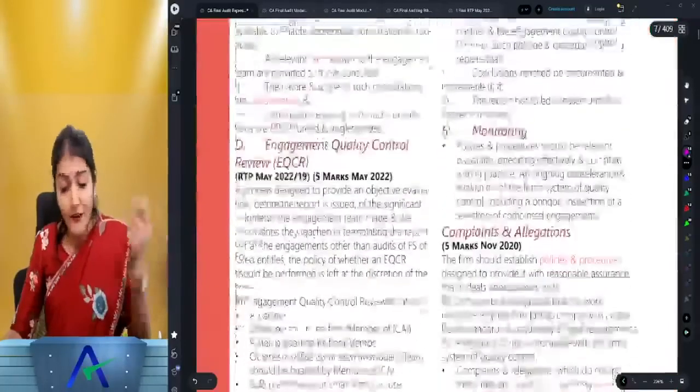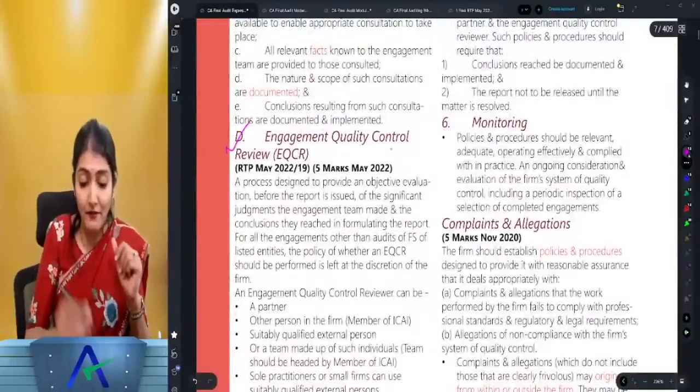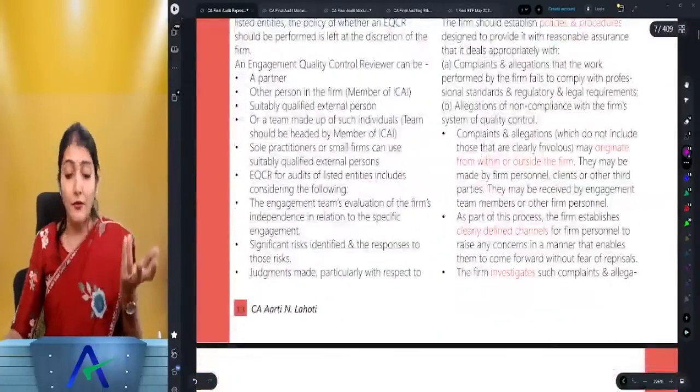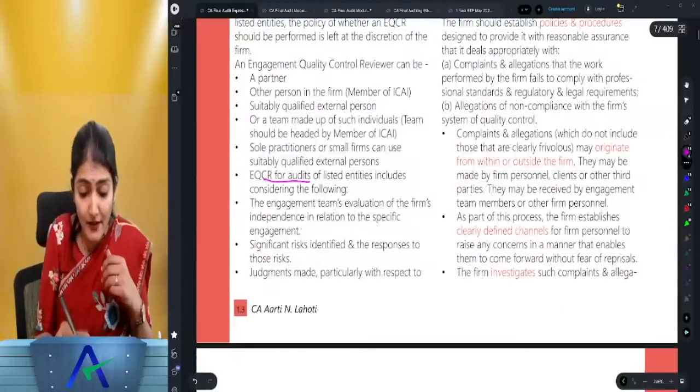And then you also have the EQCR review. What will be covered in the engagement quality control review?